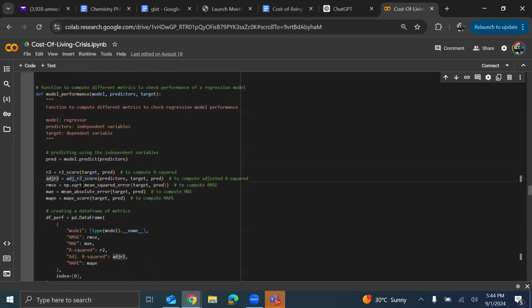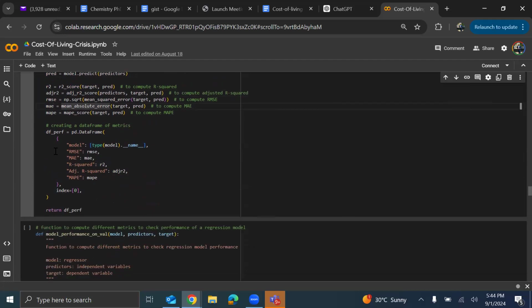The root mean square error, you get that here. The mean absolute error, we get that here. The mean absolute percentage error. Then we use our results to create a data frame. This thing here is going to give us the type of model that we used. So if it's a linear regression, you see it here. If it's support vector regressor, it gives it to us. So from there, just return our data frame, right?